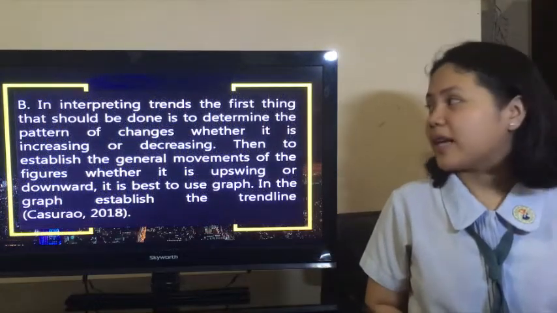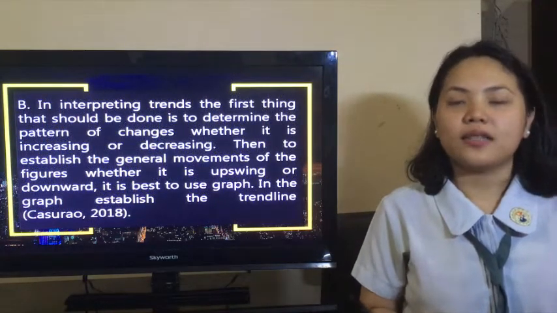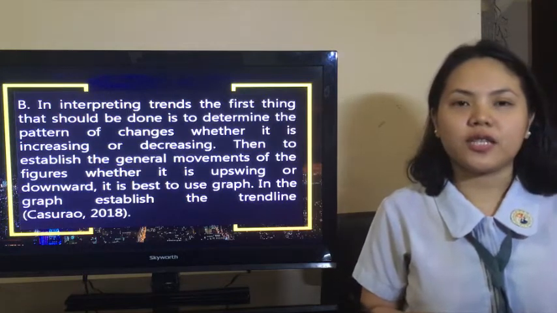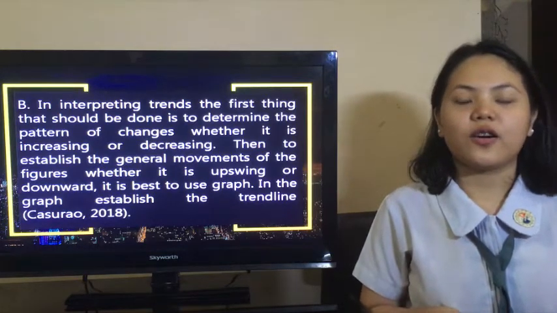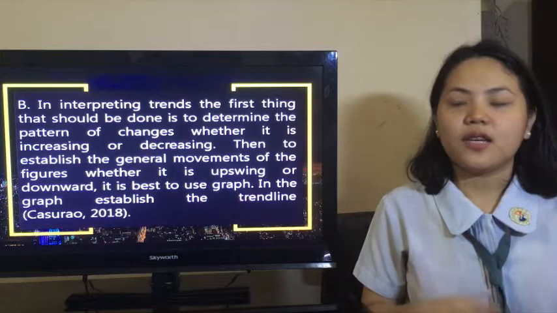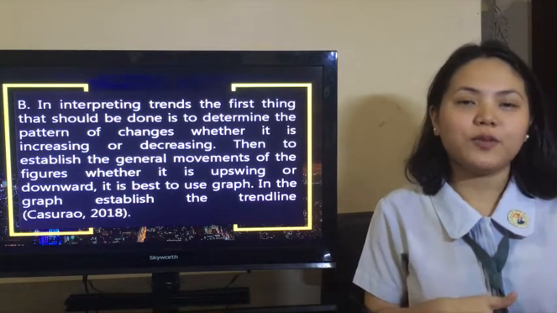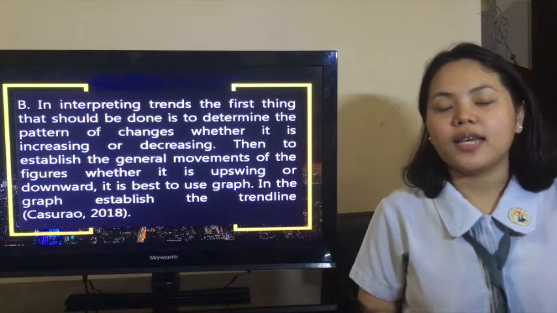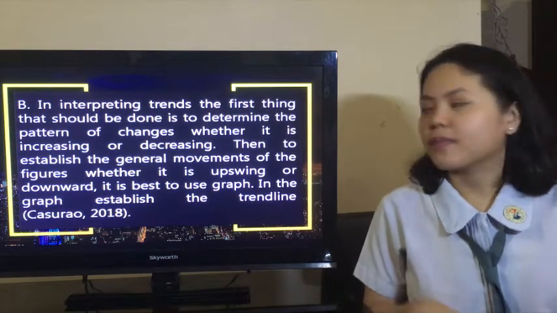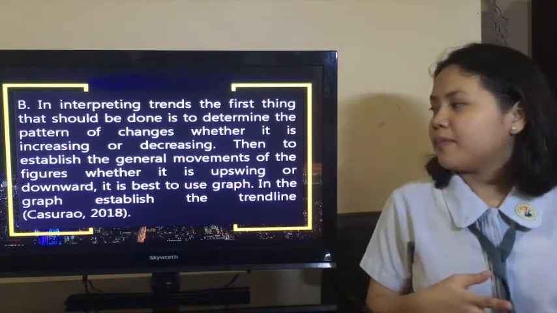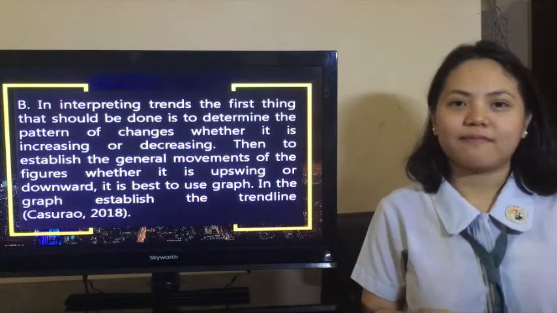In interpreting trends, the first thing that should be done is to determine the pattern of changes, whether it is increasing or decreasing. Then, to establish the general movements of the figures, whether it is upswing or downward, it is best to use a graph. And in the graph, establish the trend line.